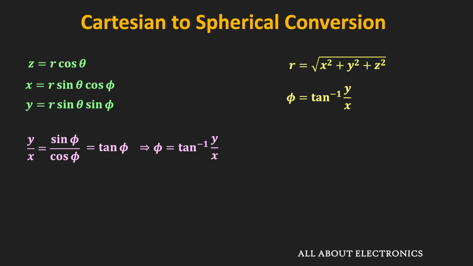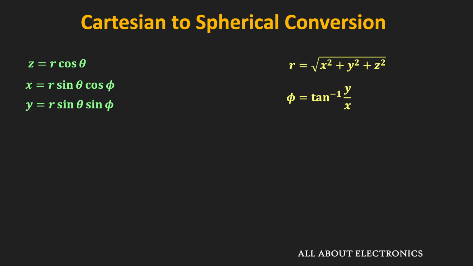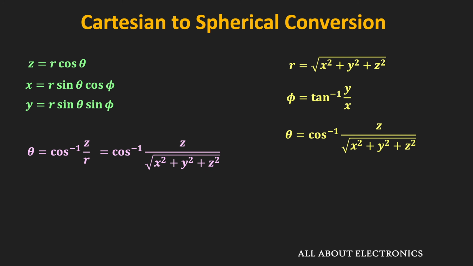Similarly, now let us also find the expression of theta. As you can see over here, z is equal to r cos theta, and the same thing we have also seen earlier. So from this we can say that theta is equal to cos inverse of z divided by r. And we already know that r is equal to square root of x square plus y square plus z square. In this way, we also got the expression of theta in terms of x, y and z. So we found the relationship between r, theta and phi in terms of x, y and z.